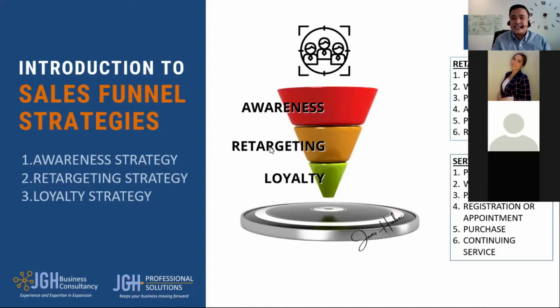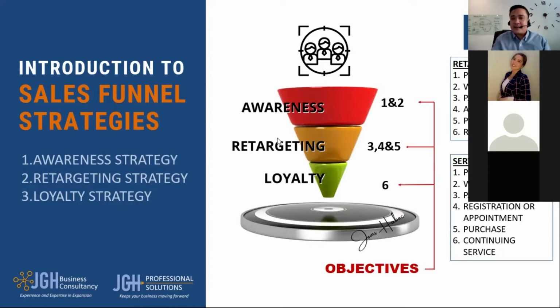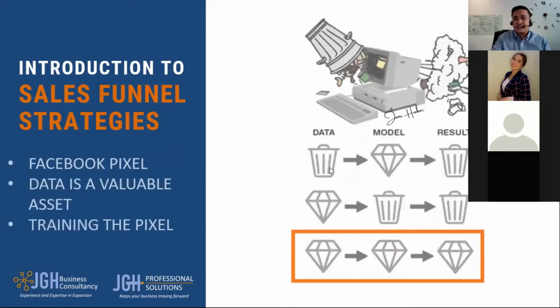So, the strategy is for 1 and 2, okay? Post engagement and website, the objective for that is awareness. 3, 4, and 5 is retargeting. And number 6 is loyalty program. So, gagawa tayo ng marketing plan. Ano yung awareness program and strategy? What are the retargeting programs and strategy? What will be the loyalty programs and strategy?